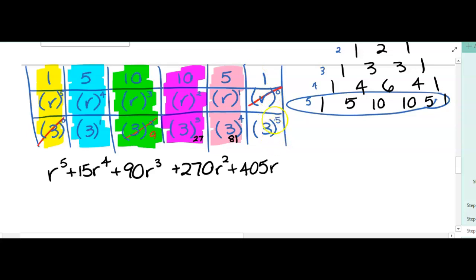And then finally, for our last one, 3 to the 5th is 243, I believe. Let me double check it. Yep, 243. This is just 243 times 1 times 1. And that's how we get our final answer.